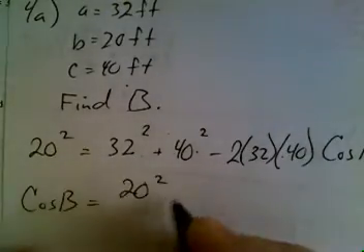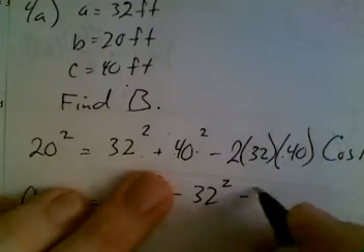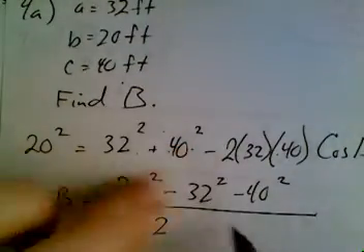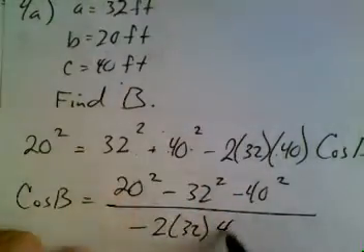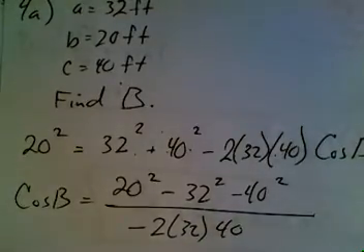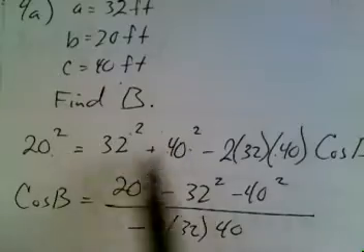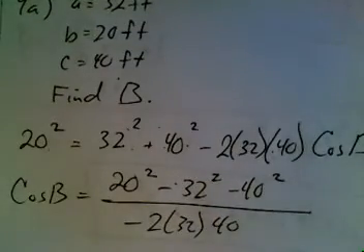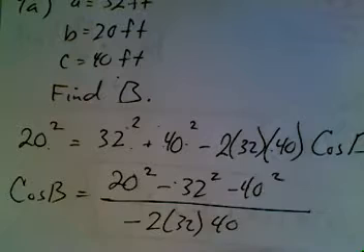This is going to be 20 squared minus 32 squared minus 40 squared, all divided by a negative 2 times the 32 times the 40. Mathematically, I subtract this to this side, subtract this to this side. That's where the negatives come from there. And I divide by this negative thing. In your textbook, you will notice that they do write out the formulas for the cosine of B. I'm just not doing that.